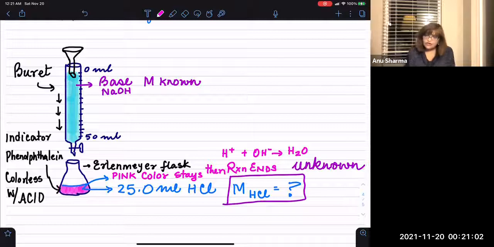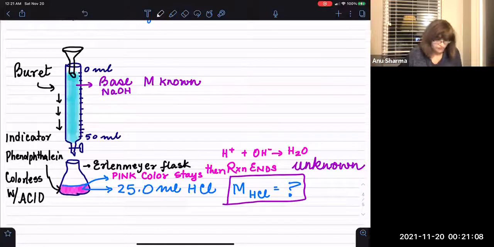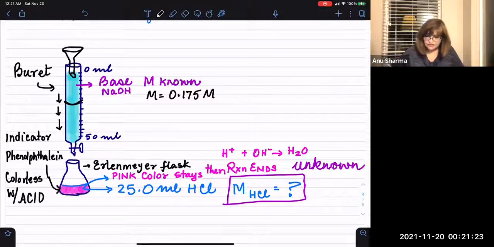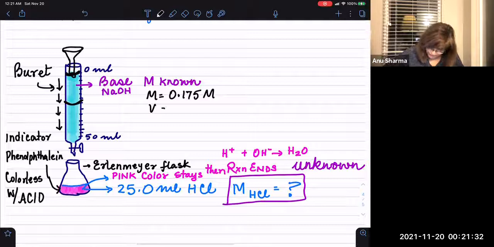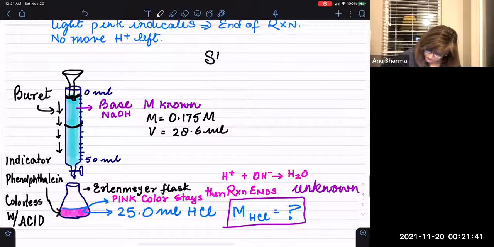Okay, so in this case, we see that we were given the molarity of the HCl, which is 0.175 M. And when you dropped it, a time comes when the color persists, when it stays. So all that, from the top till here, the amount of base that has been added into the acid, the volume is 28.6 milliliters. Okay, so now the question is, so this is also study check.